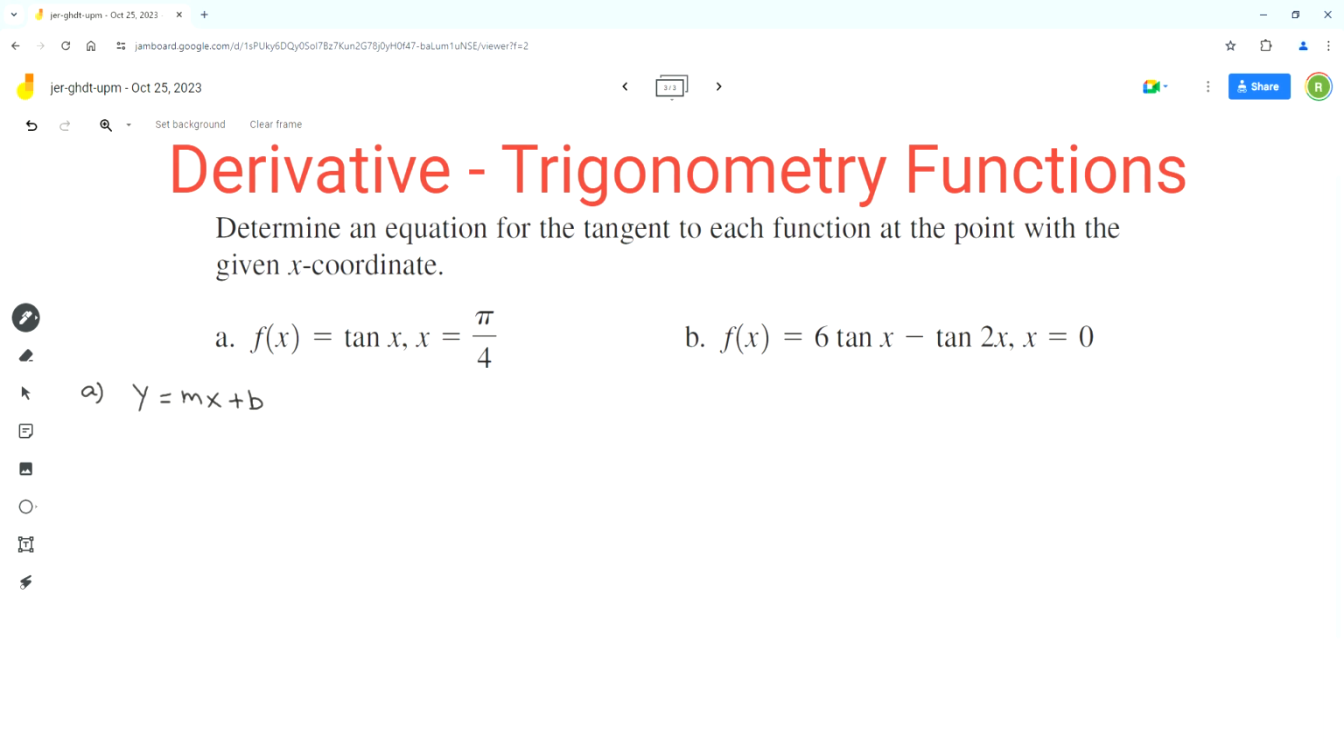Now we can find the slope of the tangent from the derivative of the function. The slope of the tangent is equal to the value of the derivative at x equals pi over 4. So let's start by finding the slope. It is equal to the derivative of the function, which is tan x, and the derivative of tan x is secant square x. Now we can sub in x as pi over 4.